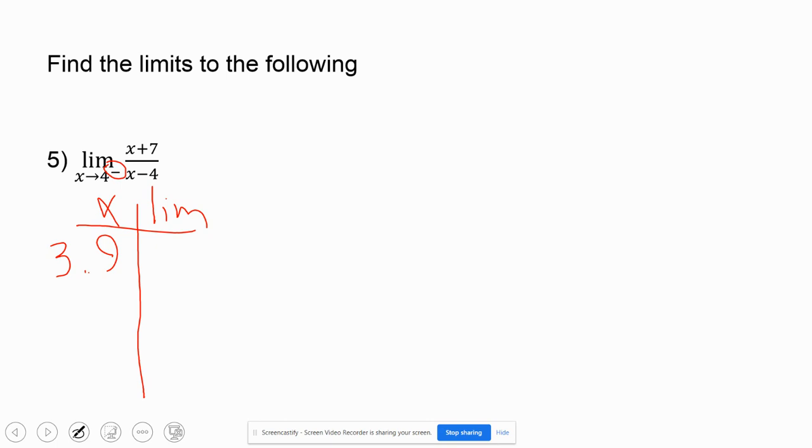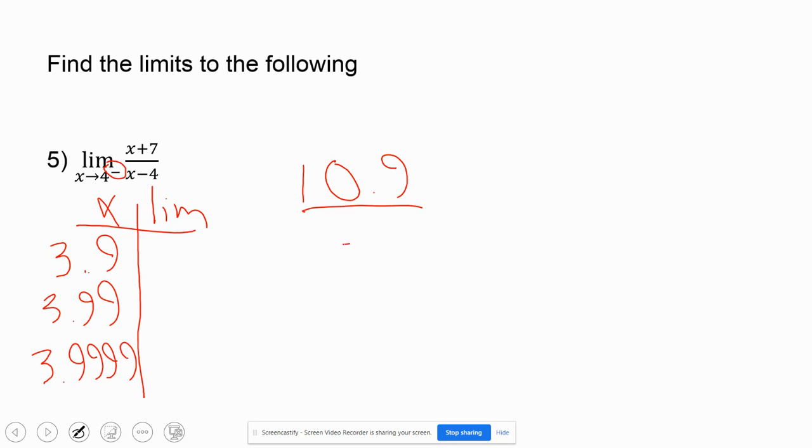3.9 would be a number just before. 3.99 would be before. 3.9999, put as many 9s as you want. I'm going to put 4. Now this is one I actually don't need a calculator on. If I plug 3.9 in for x, I'm going to get 10.9 over 3.9 minus 4, which is -0.1. Move the decimal over, and I get -109. And I can do that for the next two also very easily without a calculator.